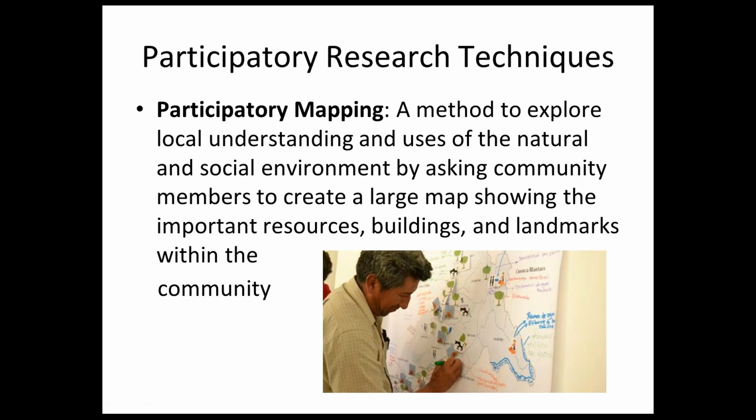Participatory mapping is another technique, a method used to explore a local understanding of natural resources and the environment by asking community members to make their own map of the community that shows resources that are important to them. So buildings, landmarks, water sources, fuel sources. And so you can see how going in and looking at a community, you could get a sense of where things were, but you wouldn't necessarily get the same sense of what's most important to people there.